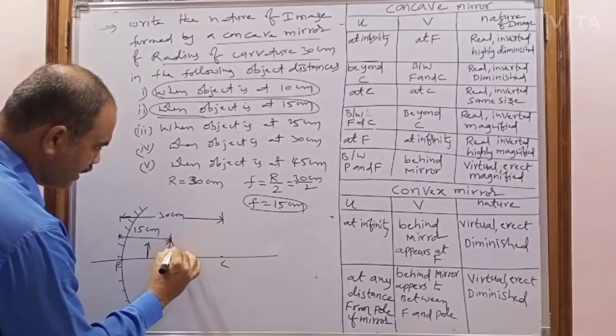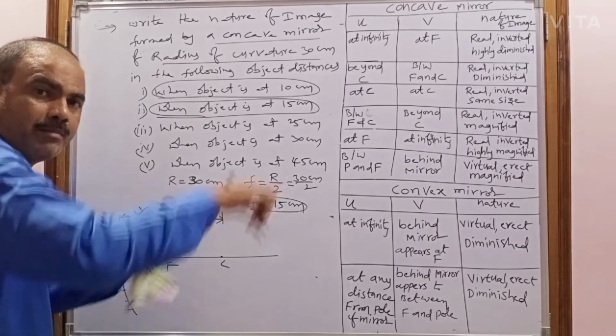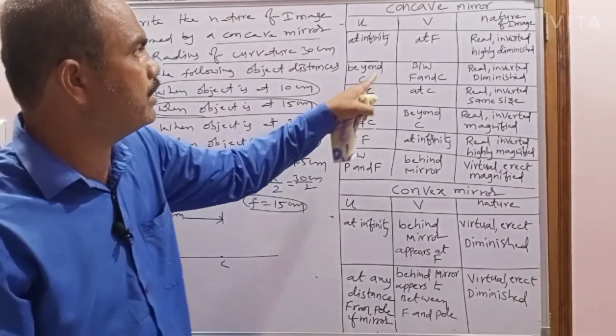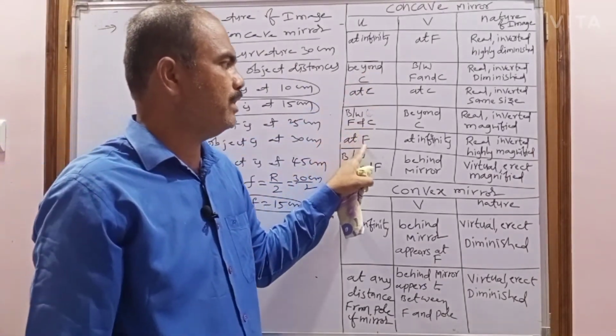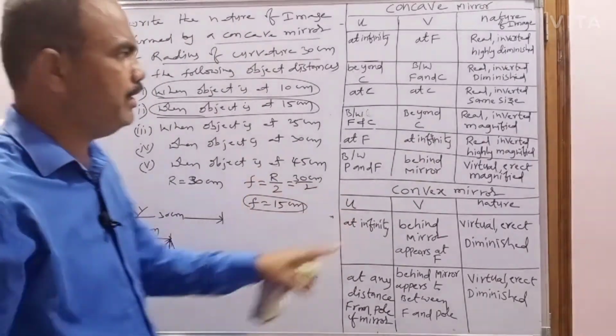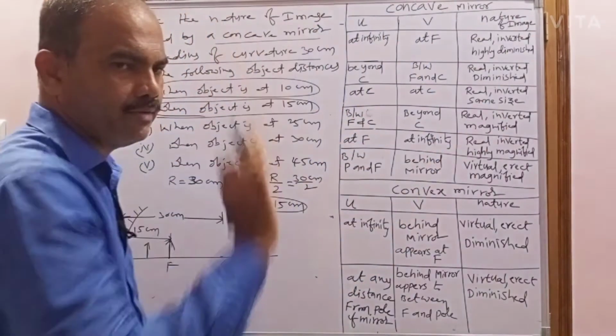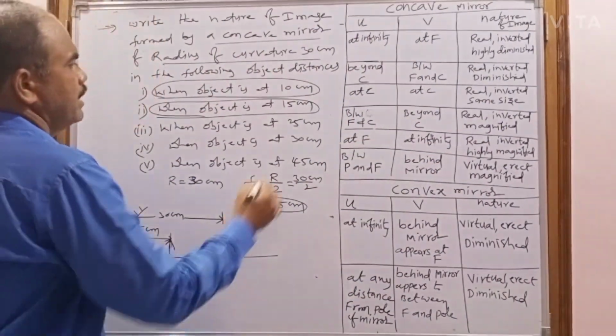So now the object is at focus. When the object is at focus, where is the image formed? At infinity. Already you know that. So you can draw the corresponding diagram and you can write the nature. What is the nature? Real, inverted and highly magnified. So the second is over.